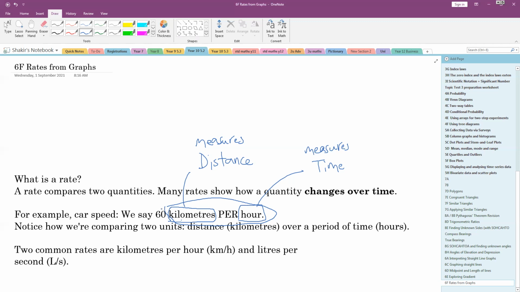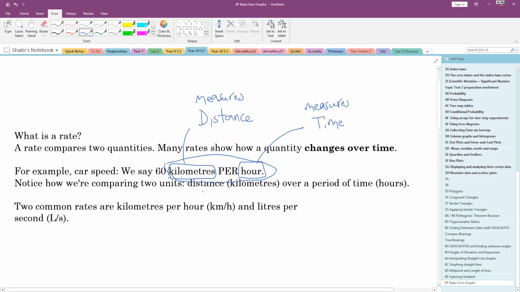You need to have two different units of measurement to give speed. Speed is a rate, and you need two different units of measurement. 300 meters per second is the speed of light. So we're comparing two units, distance over a period of time.